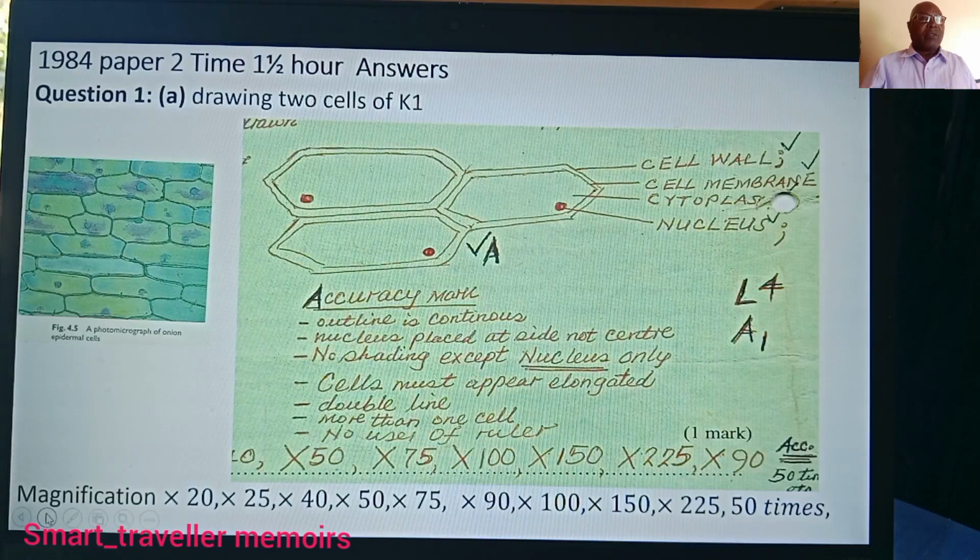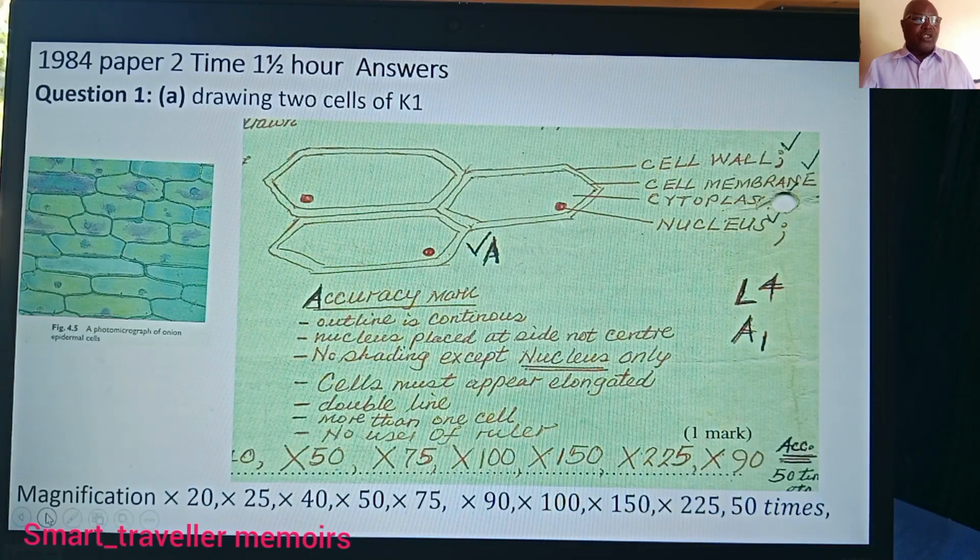We have outline is continuous, nucleus is placed at side not center, no shading except nucleus only, cells must appear elongated, then double line, more than one cell, and there is no use of ruler when drawing.